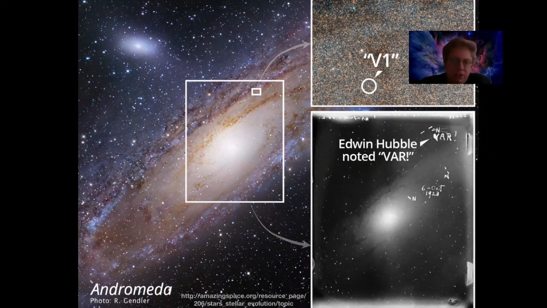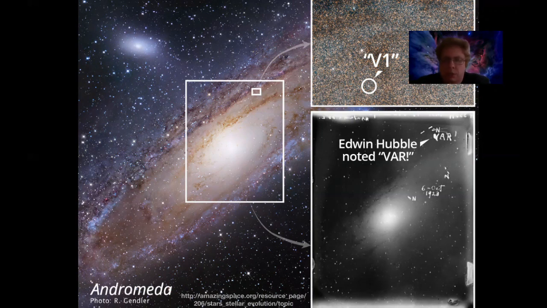On the left here is a modern image of the Andromeda Galaxy. You can see that there are these beautiful bands of gas and dust, which are similar to the bands that we see in our own Milky Way, except instead of looking at them from afar, we're looking at them from inside. So we see them as this band of gas and dust going all across the sky. On the bottom right is that image I just showed you of Edwin Hubble's photographic plate, where he noted that this star was a var, a variable.